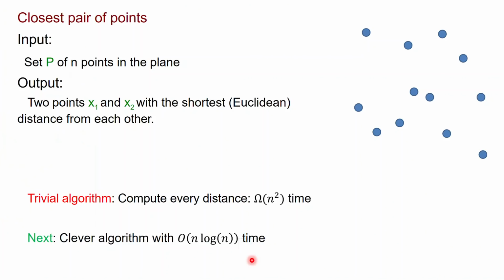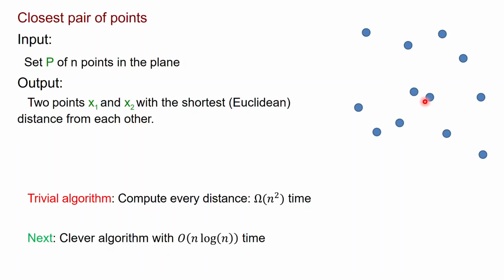Hi, in this video we're going to study a fundamental problem in computational geometry. The problem is the closest pair of points. The input to this problem is a set P of n points in the plane, as I've drawn here. And the output are 2 points, x1 and x2, that have the shortest distance from each other. For example, here, the 2 points would be this one.